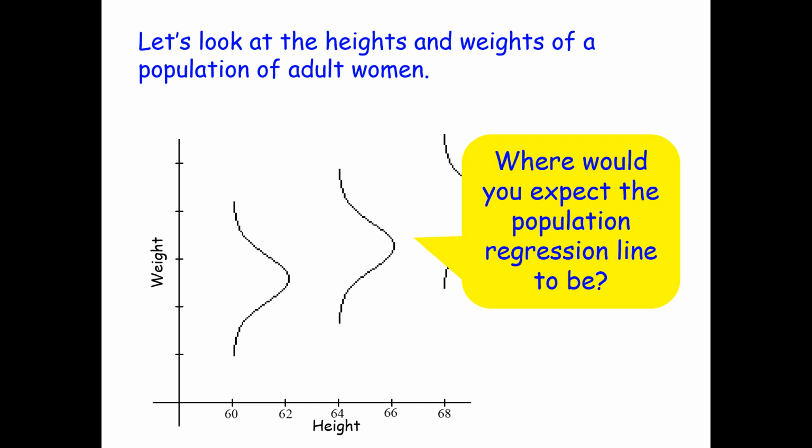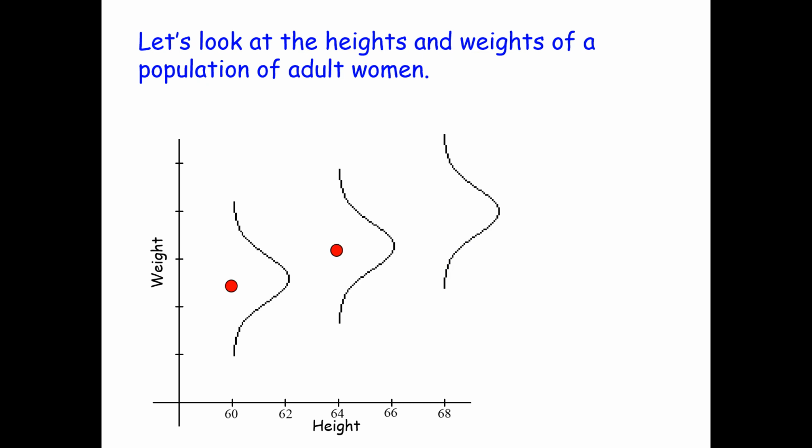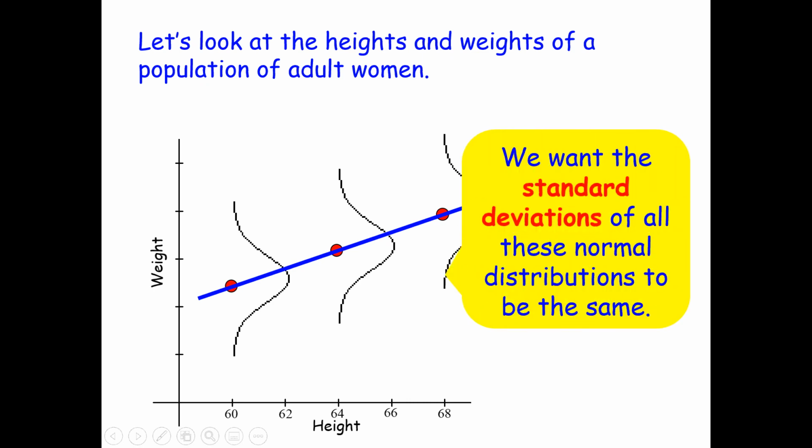Now, where would you expect the population regression line to be? We should find it here. Notice that if we were to draw a straight line right here, this would correspond with our mean value approximately for each. Now, we want the standard deviations of all of these normal distributions to be the same.